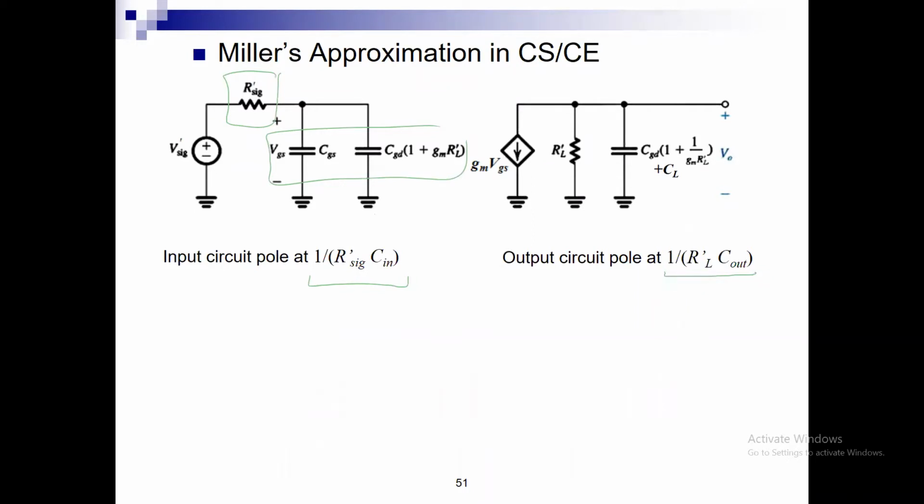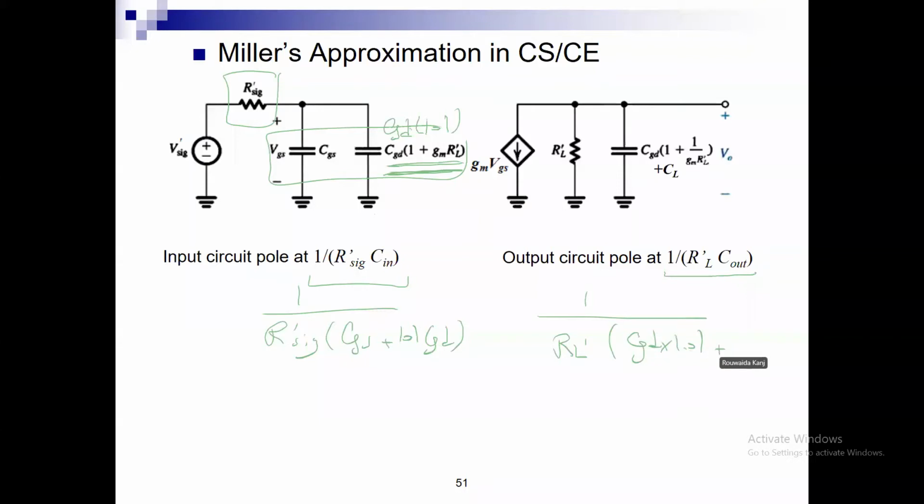We agreed last time, because C is being multiplied by a gain, we explained this last time, that if this is CGD times 101, we might end up with 1 over R sig prime into Cin, CGS plus 101 CGD, and the pole at the output would be 1 over RL prime into maybe CGD times 1.01 plus CL. So which one do we expect to be the smaller frequency?